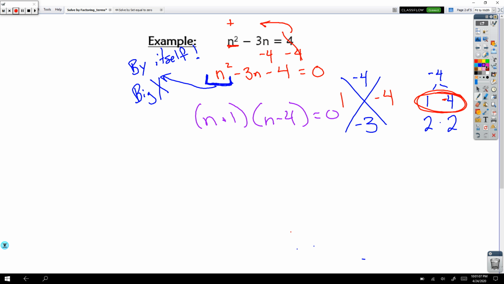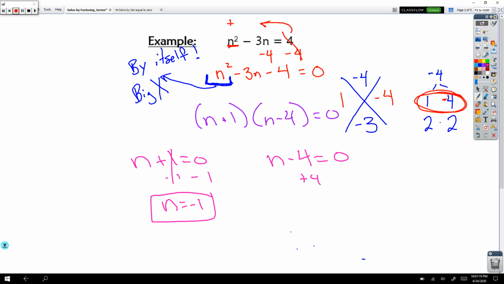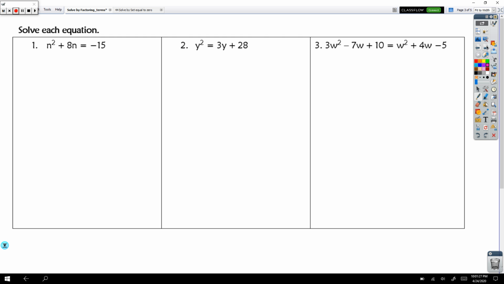Final step, set each piece equal to 0. So n plus 1 equals 0, n minus 4 equals 0. Subtract the 1, and add the 4. And we're done. Alright, so here are 3 example problems.